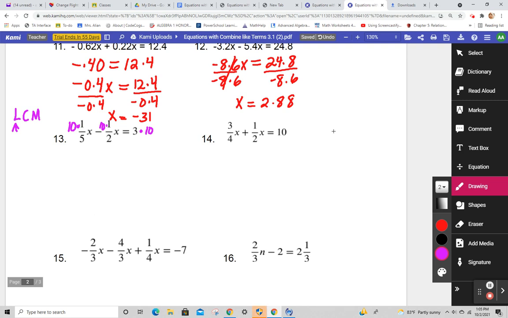All right, so now you have 10 times 1 in the numerator, that's 10. Divide that by 5, that'll give you 2x instead. 10 times 1 is 10, divided by 2, that's going to give you minus 5x.